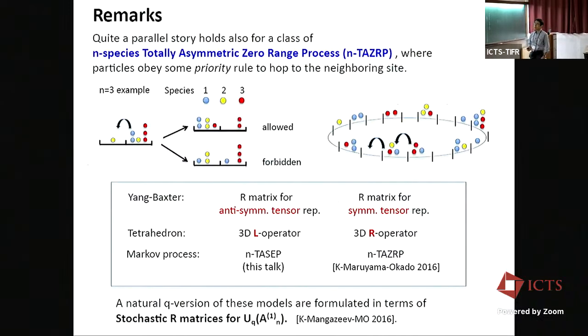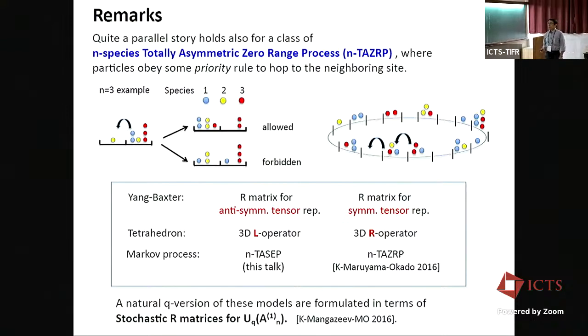So that's almost the end of the talk. But a quite parallel story holds also for a class of n-species totally asymmetric zero range process, where particles obey some priority rule to hop to the neighboring sites. So the rough image is like this. Actually, this N-TASOP and N-TASEP I've talked about, they are sister models.